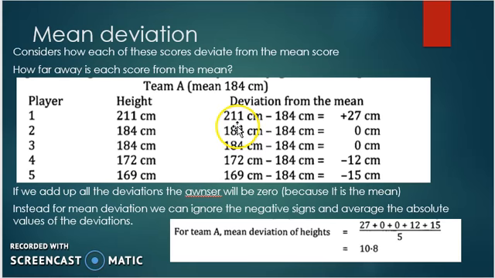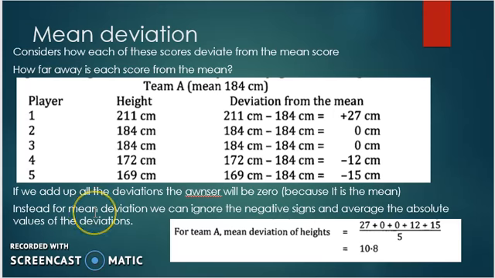So we've got from 211 to 184, 27 centimeters away from the mean. These two scores are both at the mean, so they're 0 centimeters away. And then we've got two scores which are below the mean, so 12 centimeters and 15 centimeters. So once we know what the deviation from the mean is, we can use that. If we add up all the deviations, the answer would be 0 because it's the mean.